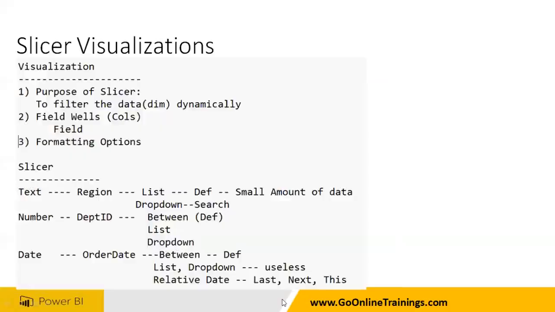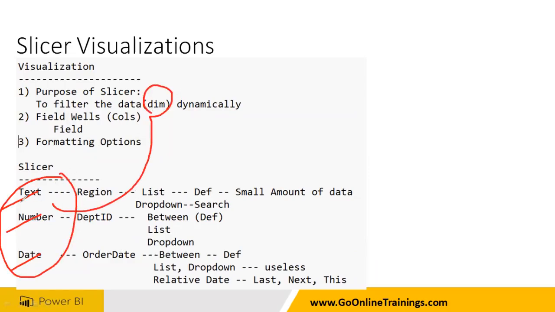Now I want to tell you, a slicer can take dimensional data. Dimension means you can drag and drop a text, a number, or a date. All this is called dimensional data. Remember, if you drag and drop a text, the slicer will behave differently. If you drag and drop a number, it behaves differently. If you drag and drop a date, it behaves differently. What is the purpose of a slicer? To filter the data dynamically, especially dimensional data.